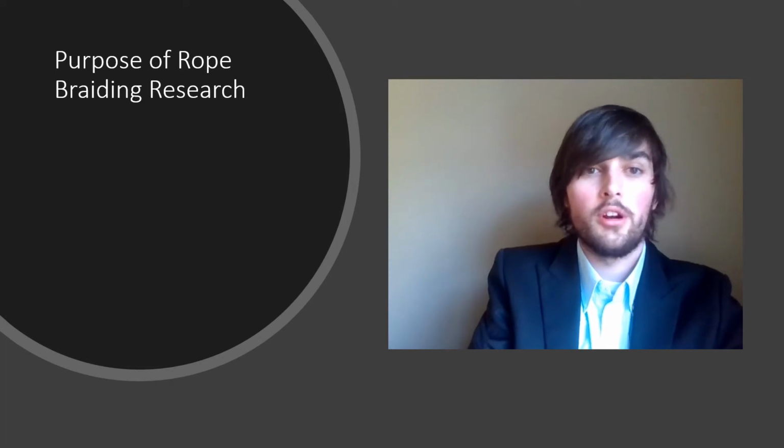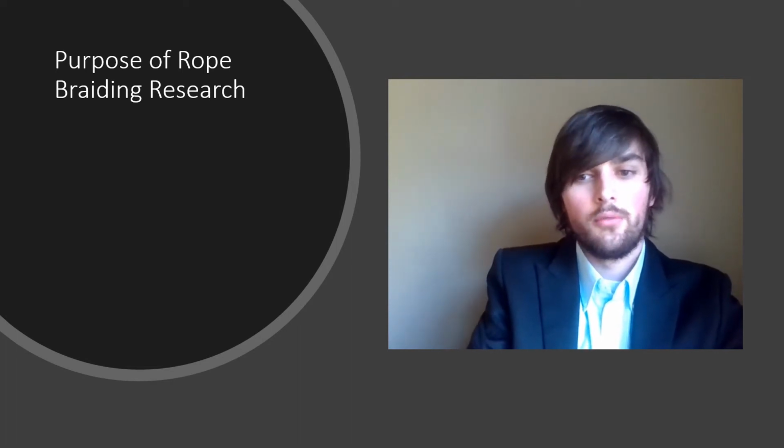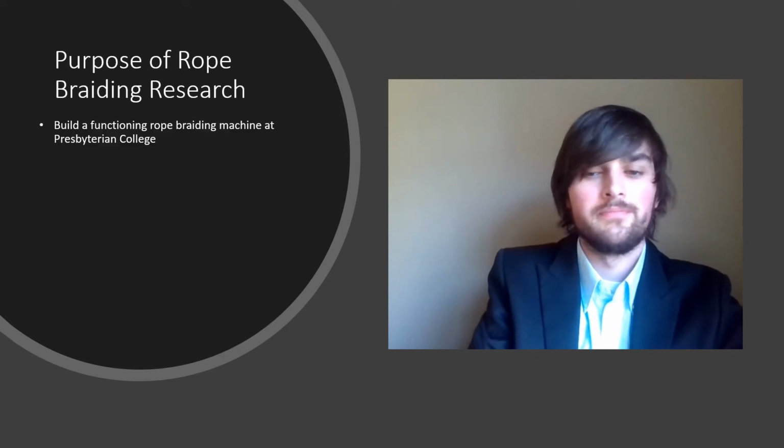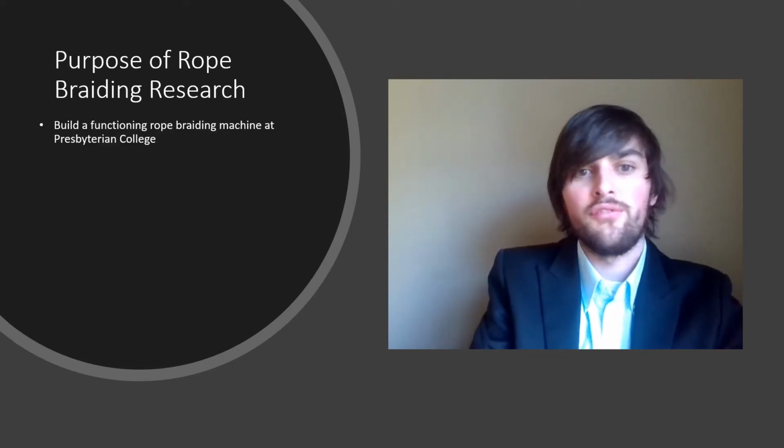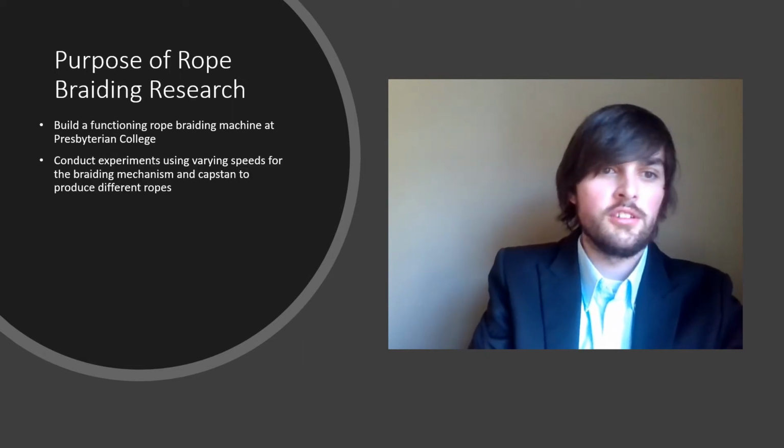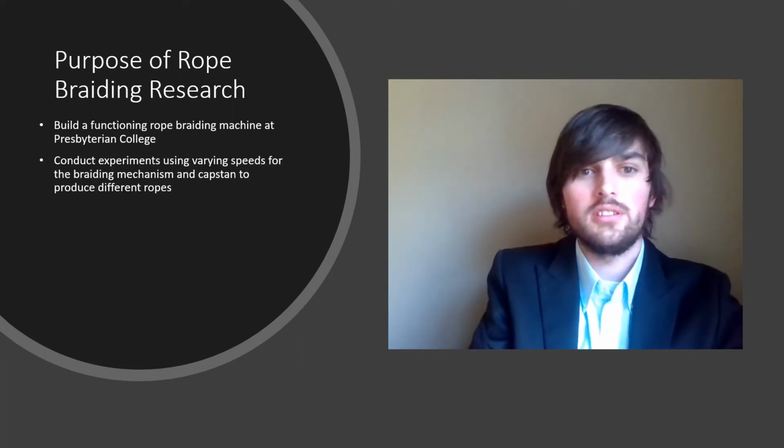That brings us to the purpose of the rope braiding research here at PC, which has several steps. First, to build a functioning rope braiding machine. We want to do this in order to be able to conduct experiments using varying speeds for the braiding mechanism and the capstan to produce different ropes.